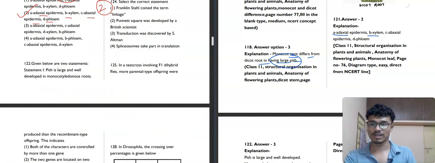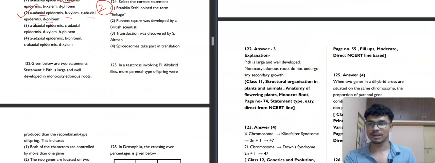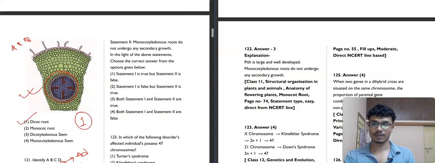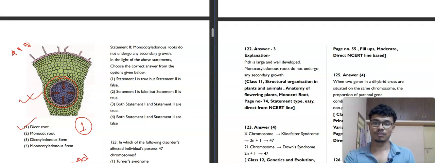Now we'll move towards the next question, that is question number 122. What is it saying? Given below are two statements. Okay, let's read the statements. Statement first is saying that pith is large and well developed in monocot roots. Absolutely correct. You know that. Then it is saying that monocot roots do not undergo any secondary growth. But the exception is yucca because it has scattered vascular elements. So both statements are correct. The third option is our correct answer.